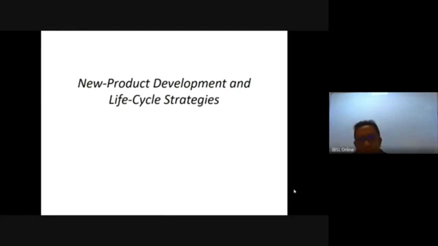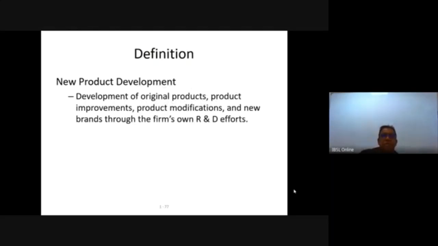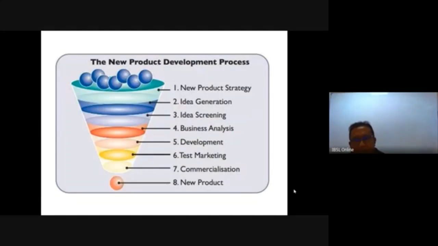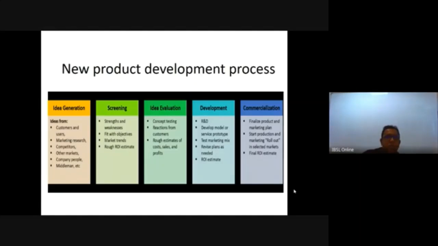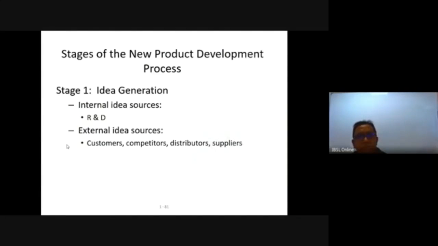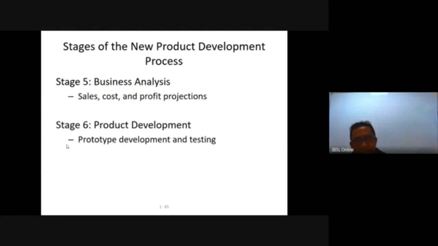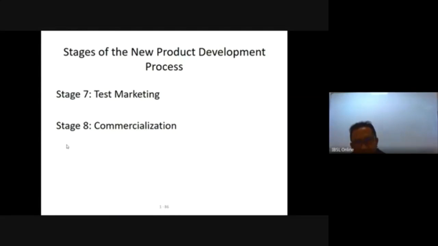And under product, you have new product development and life cycle strategies. New product development is the development of original products, product improvements, product modifications, and new brands through the firm's own R&D effort. I think we ran through this. I said there are stages in the new product development process, from idea generation to screening, idea evaluation, development of the product, and commercialization. For idea generation, we went through how you get ideas internally and externally. Then idea screening, concept development of the product, marketing strategy, business analysis, product development, test marketing and commercialization.